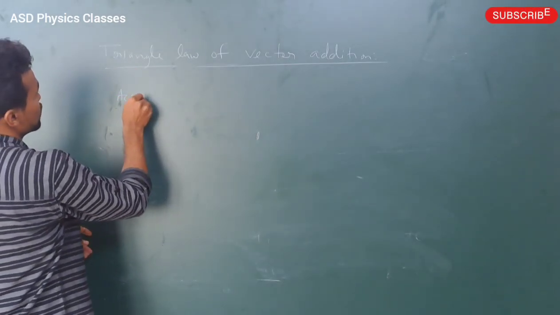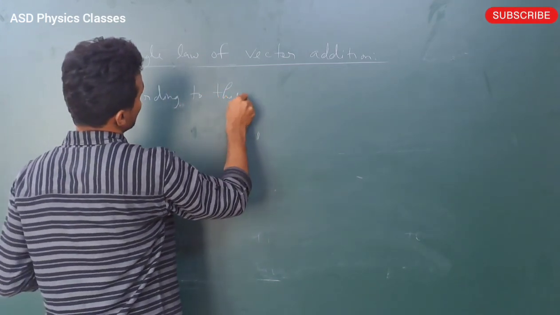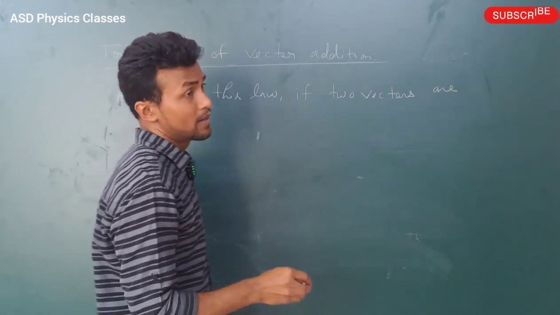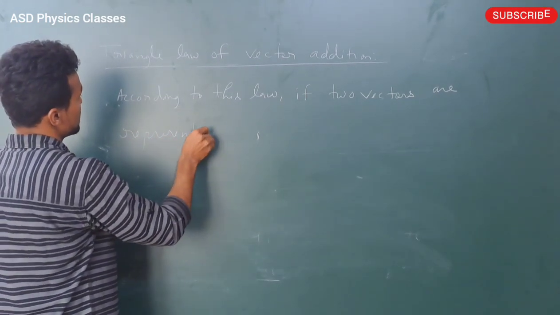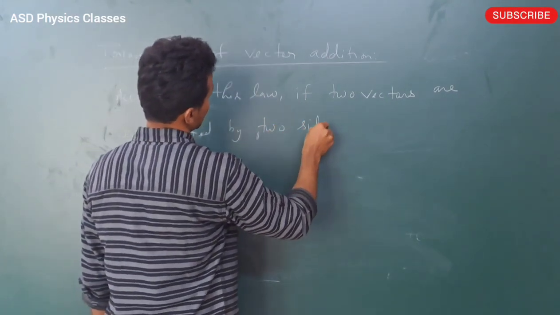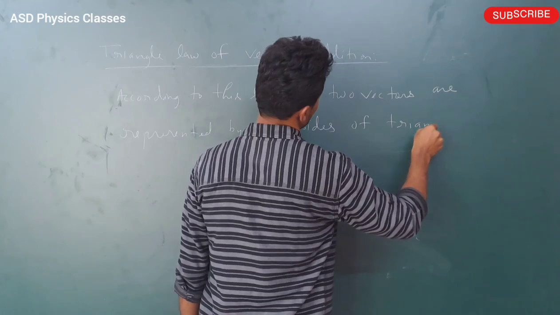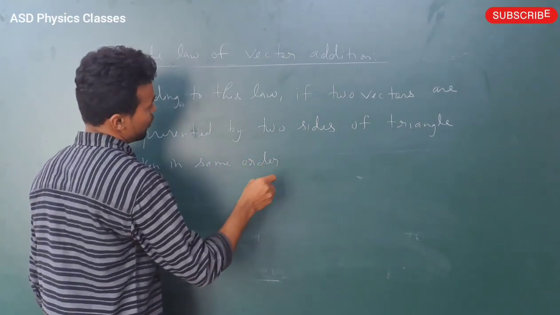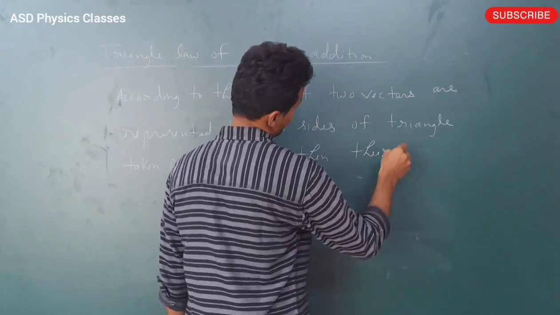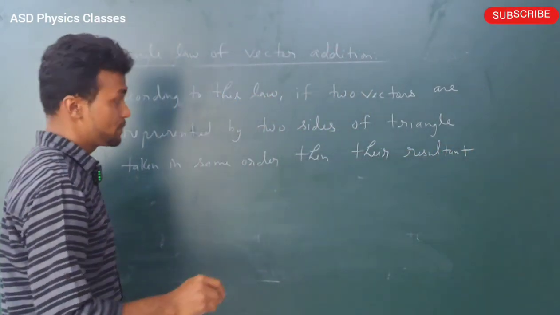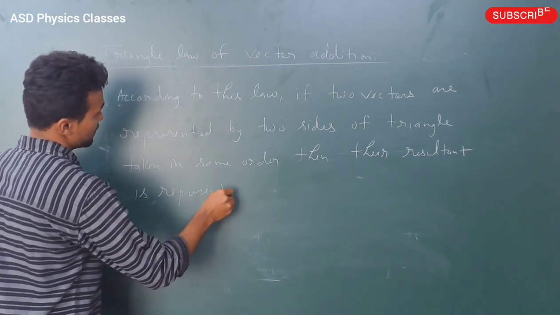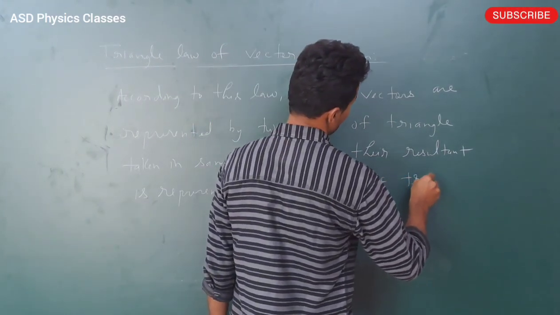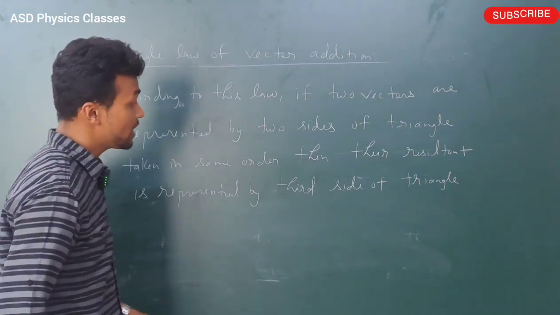So what will I write here? According to this law, if two vectors are represented by two sides of a triangle taken in the same order, very, very important, taken in the same order, then their resultant is represented by the third side of the triangle taken in opposite order.